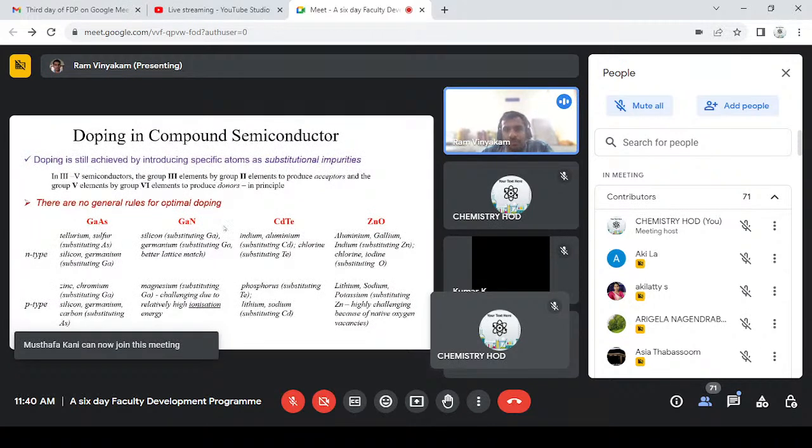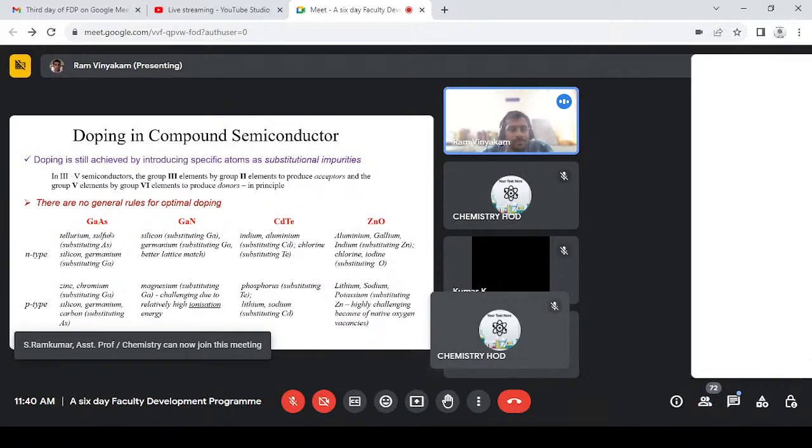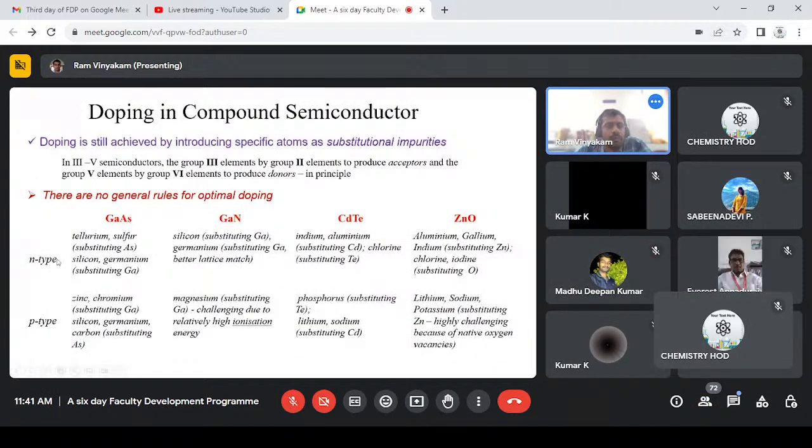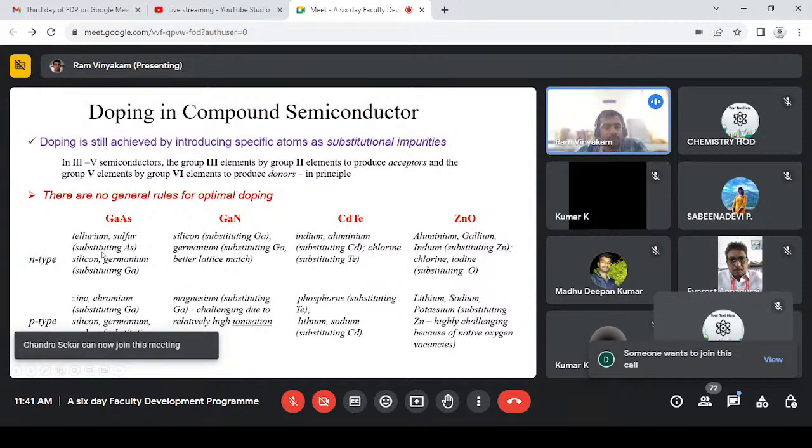So here I refer to a few old compound semiconductors. If you say gallium arsenide, the N-type behavior can be obtained by choosing a dopant like tellurium or sulfur, substituting it in the arsenic site. In the same way, you can take silicon and germanium, and if you replace gallium, you can have the same excess electrons, or N-type character, in gallium arsenide. These are industrially used.